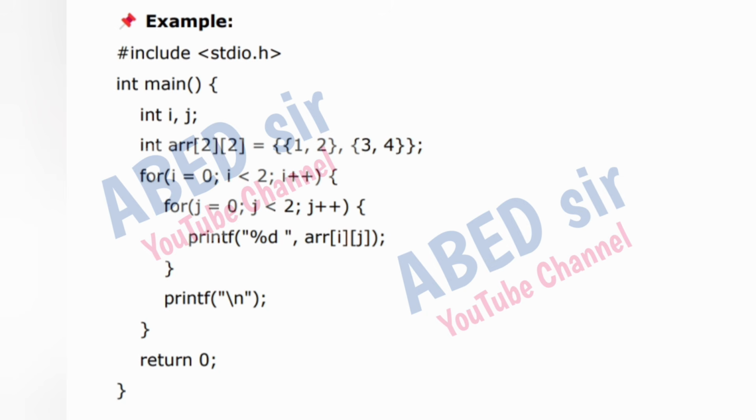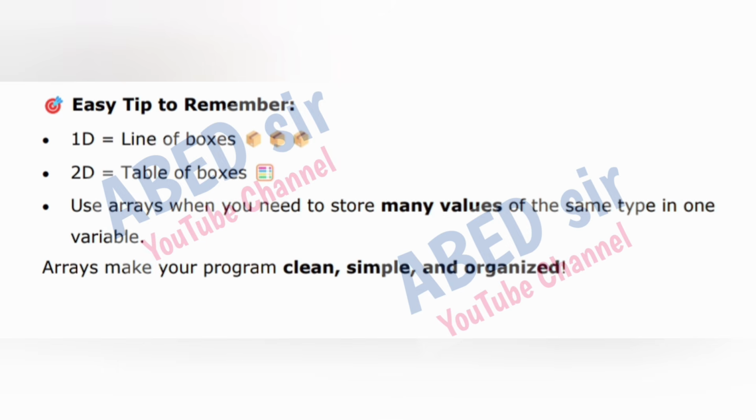Example: #include <stdio.h>, int main, int i, j, int arr[2][2] = {1, 2, 3, 4}. For i = 0; i < 2; i++, for j = 0; j < 2; j++, printf("%d", arr[i][j]); printf("\n"); return 0. Easy tip to remember.